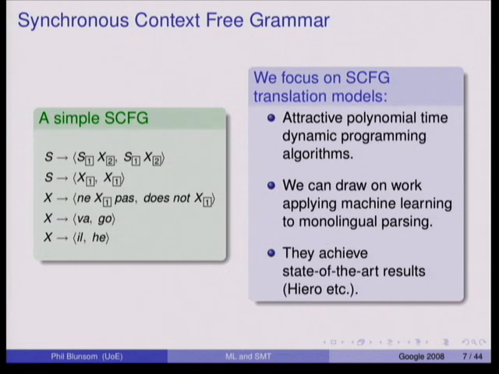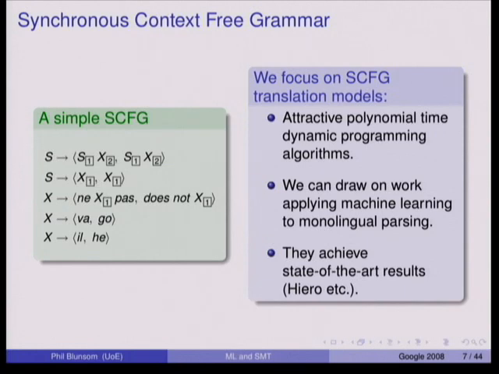So all the work I'll talk about today is based on synchronous grammar models of translation. It all essentially applies without too much difficulty to phrase-based, finite state-based models. But I choose synchronous grammar models because they have nice polynomial algorithms, and they also have nice correspondences with monolingual parsing. So there's a huge body of work in parsing that we can draw upon to inspire machine translation. And also there's plenty of state-of-the-art results using synchronous grammar, so we know that it's possible to get good results.